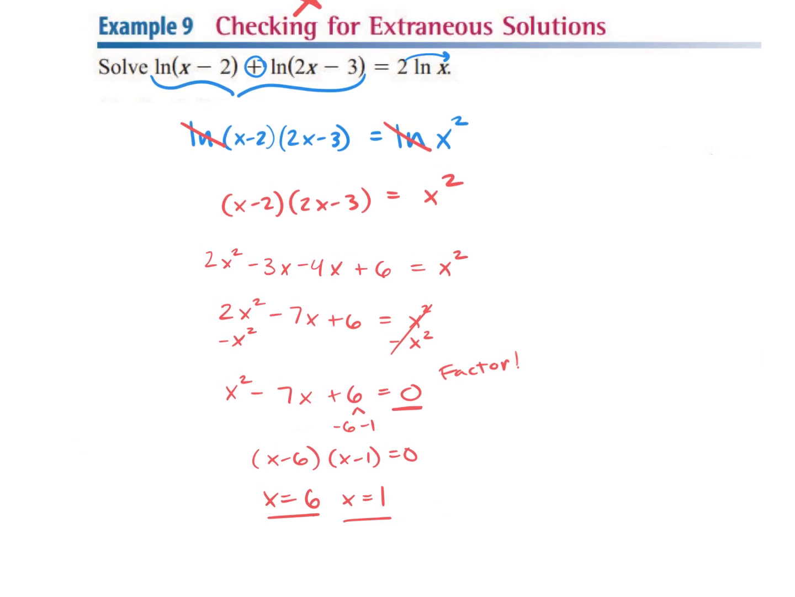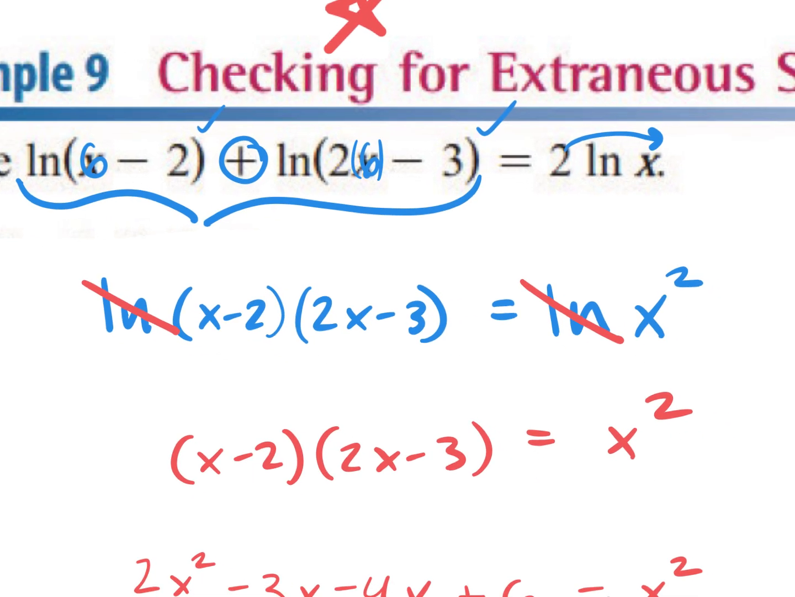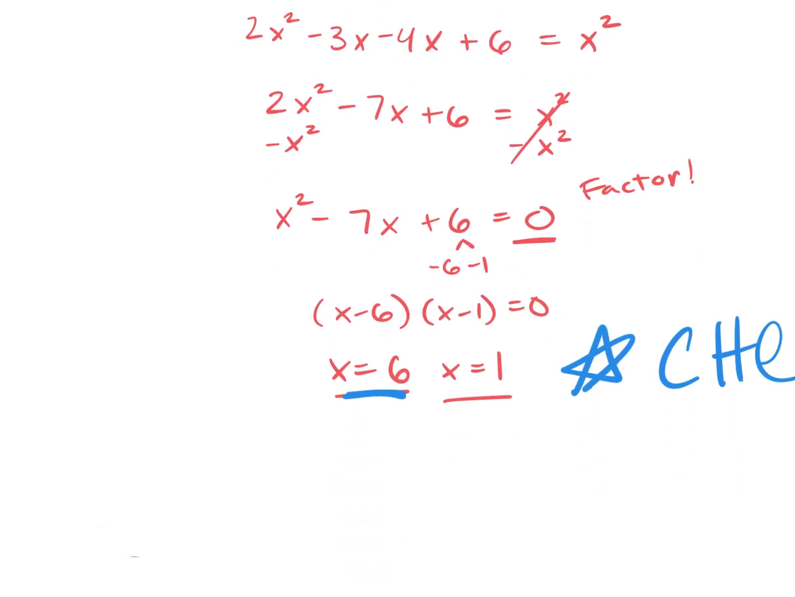So we want to check our answers. Let's check them and see if they work. So first I'm going to plug in 6. You don't have to plug it in and work it all out all the way. Just make sure you're not taking the ln of a negative. So 6 minus 2 would be 4. That's positive, so it works there. 6 times 2 is 12. Minus 3 would be 9. 9 is positive, so it works there. And then ln of 6, 6 is positive, it works there too. So 6 works as an answer. It works in all of our ln's.